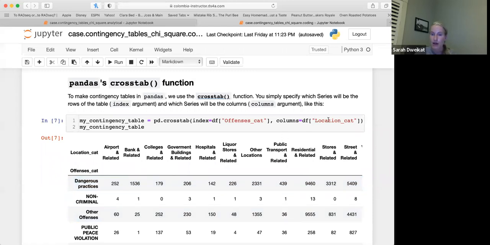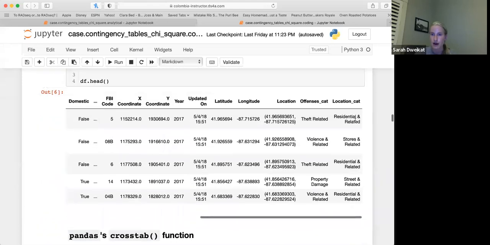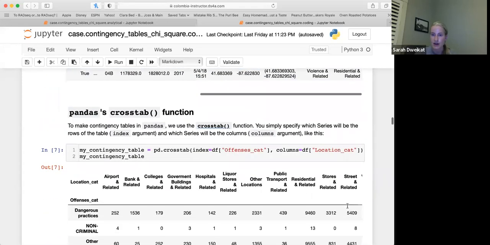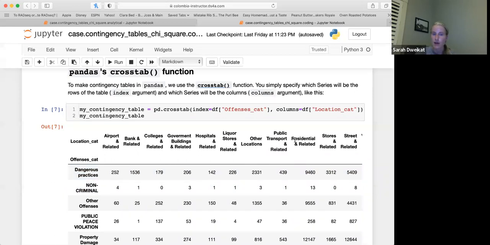And then we have our columns. We want to be the locations cat. That's our new location column right here. So that's going to be our columns. So all you have to do to make this contingency table is use crosstab, tell it what the rows should be and what the columns should be, and it will do the counts for you.